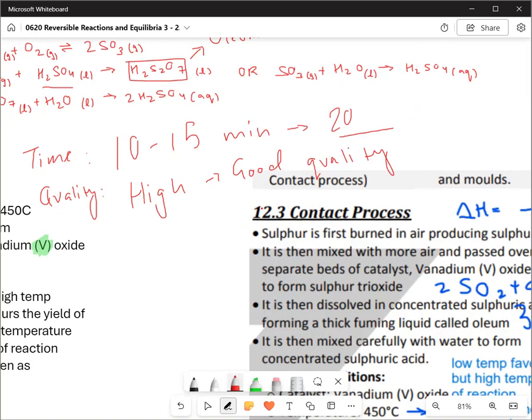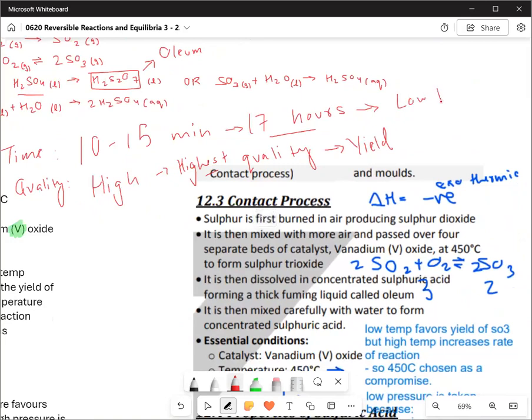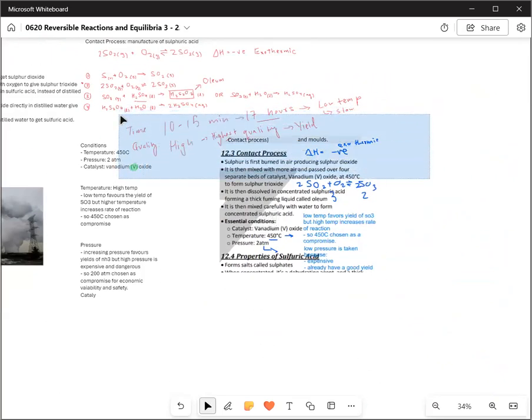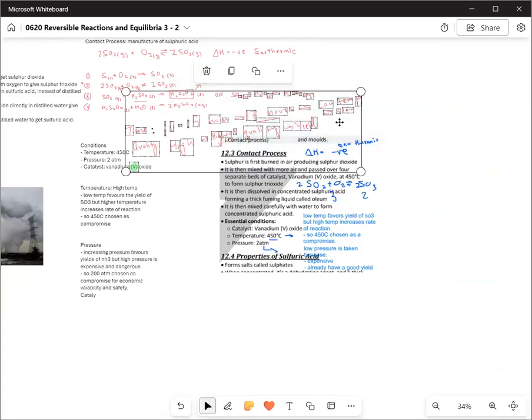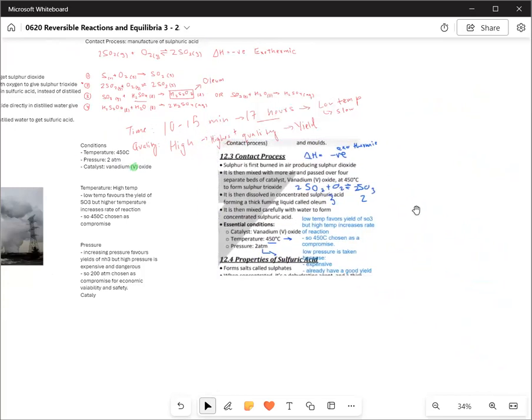The same thing goes for this here. If you want high quality, the quality is the yield. This is the yield. And the temperature, if I put it at low temperature, I would get a very good yield, but the time would be very high. It would be very slow. Understood? That's the basic concept about choosing a compromise. You don't want the highest quality if you have to wait for 5 hours. Okay, that's the thing. Now let's move on.